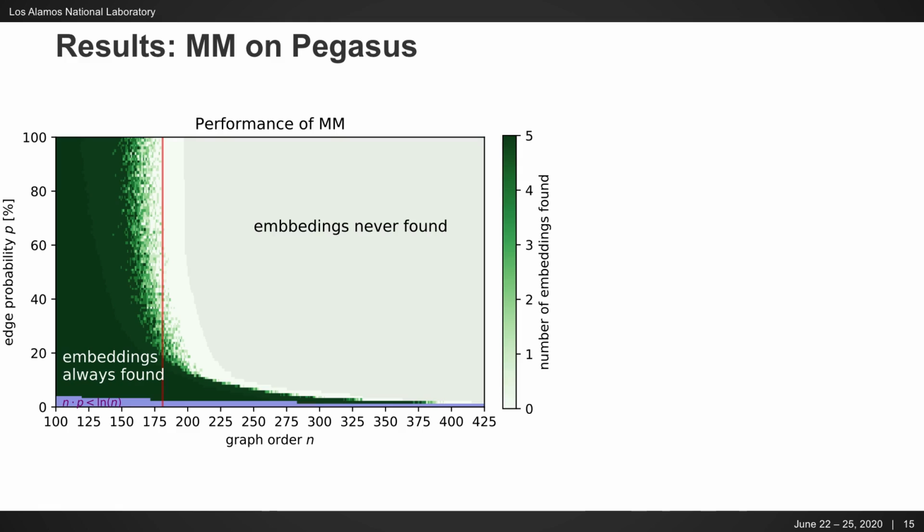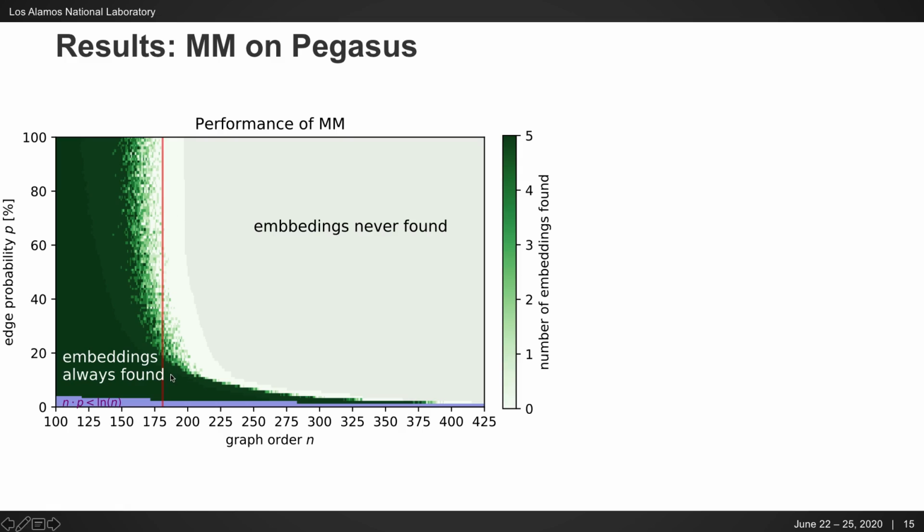So here let me explain how our experiments looked like. We tested a large variety of node ranges. Here we tested every possible number of nodes up to 425, and in single steps of edge probabilities on the y-axis. For every data point in here, we sampled 5 G(n,p) graphs, and then we checked whether MinorMiner in its standard configuration was able to embed this graph.